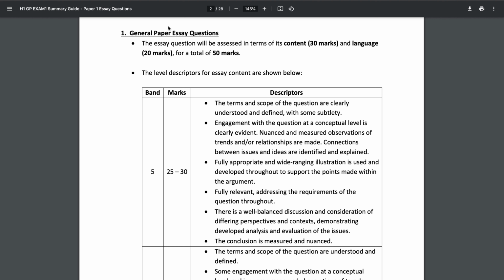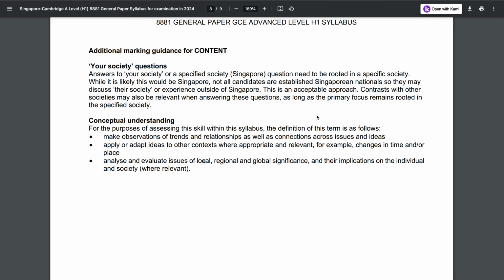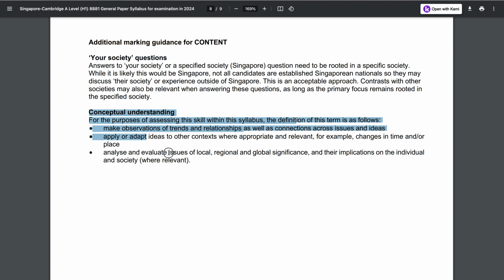Now before I go into the paper, I want to show you the SEAB syllabus document for GP. Apart from your society questions, this is a brand new part that they have added for this year's, or rather next year's syllabus. For the purposes of assessing the skill, there is the definition of conceptual understanding, which is the majority of what your essay is trying to prove to the examiner, that you have a conceptual understanding of the different issues.